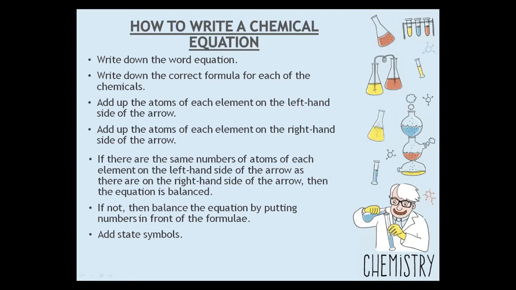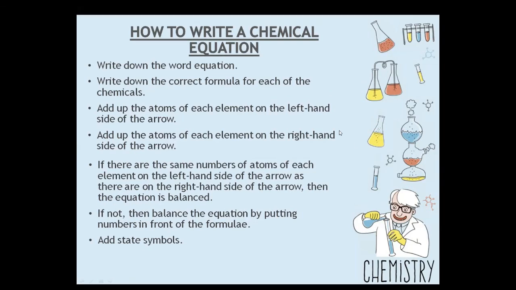You will write the correct formula of each of the chemicals. Add up the atoms of each element on the left hand side of the arrow, means in the reactants. Then add up the atoms of each element on the right hand side of the arrow, which are the products.